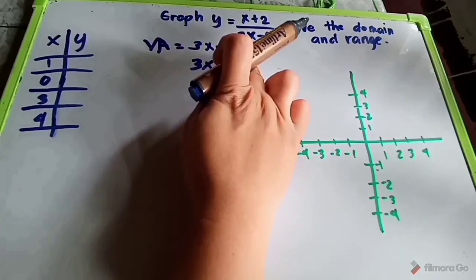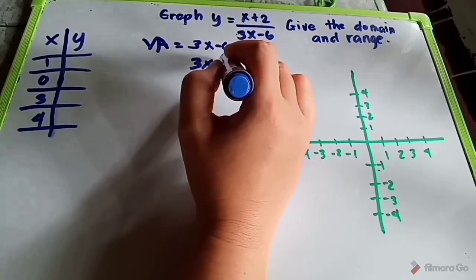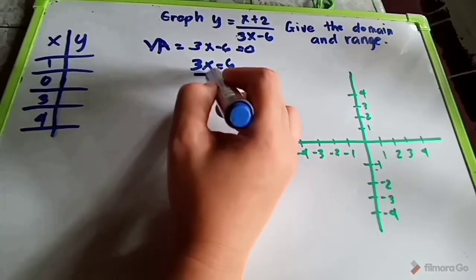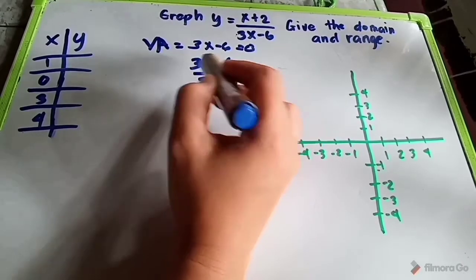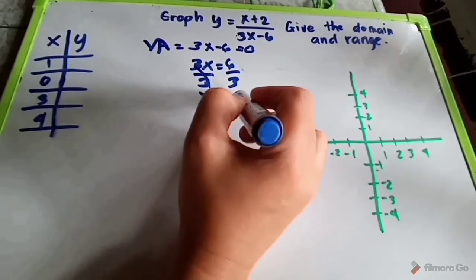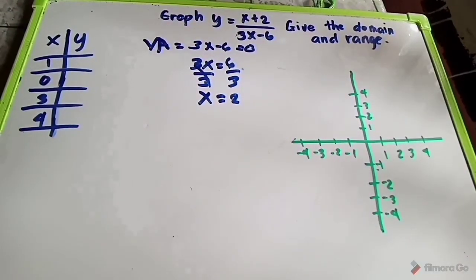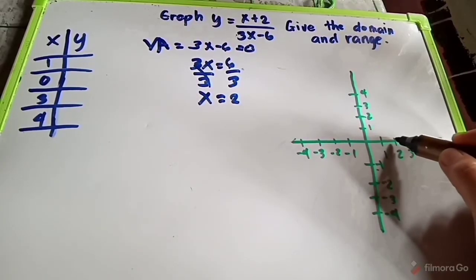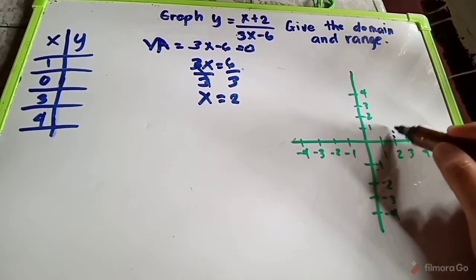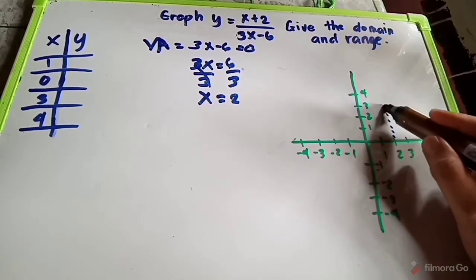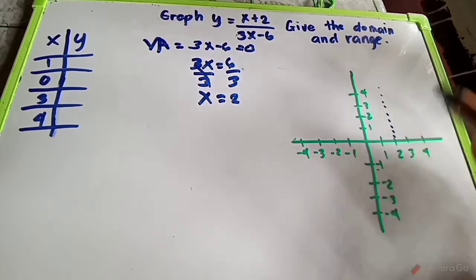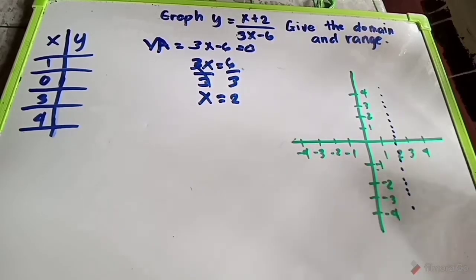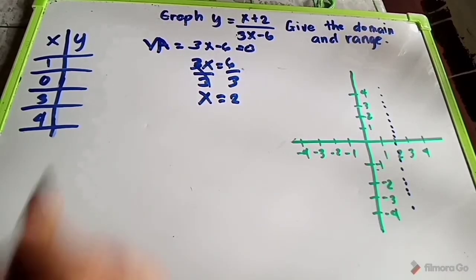Okay, we will transpose. So this will become 3x is equal to 6. So divided by 3, divided by 3. And then x is equal to 2. So we will draw an imaginary line for our vertical asymptote. So this will be our imaginary line. Okay, so this will be our vertical asymptote.